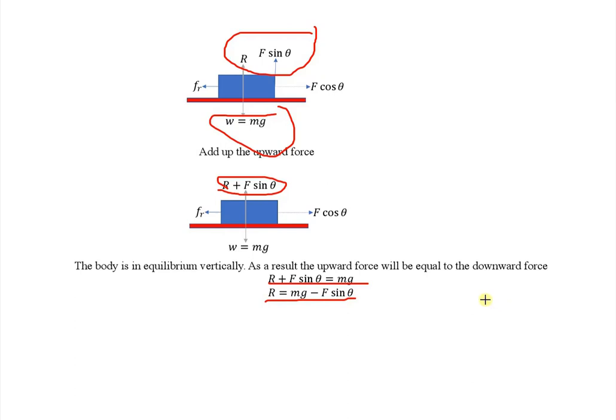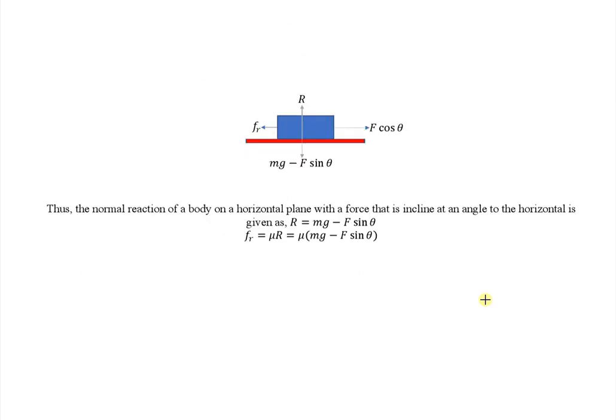So take note that if the force is inclined at an angle to the horizontal plane, the normal reaction is no longer mg, but mg minus F sine theta. So the normal reaction is mg minus F sine theta, and the frictional force, which is mu R, will become mu into mg minus F sine theta. I want you to know that this is the definition of frictional force in this orientation, and this is the definition of normal reaction in this orientation.